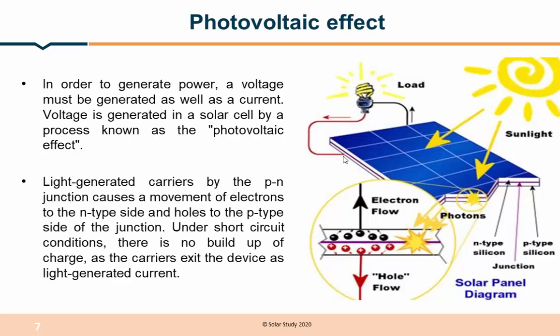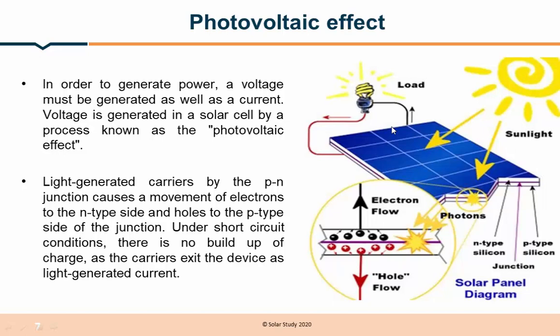So light-generated carriers at the p-n junction cause the movement of electrons to the n-type side and holes to the p-type side. When that recombination takes place, it will generate power. Now the short circuit condition: what is a short circuit? If two points are shorted or connected together, that is called a short circuit. In that case, there will be no buildup of charge, and at that time we will get only the open circuit voltage. At that time the current will be zero.